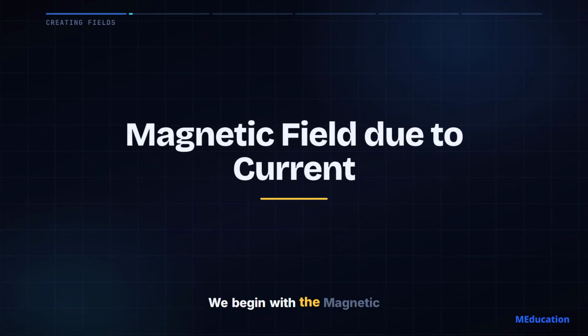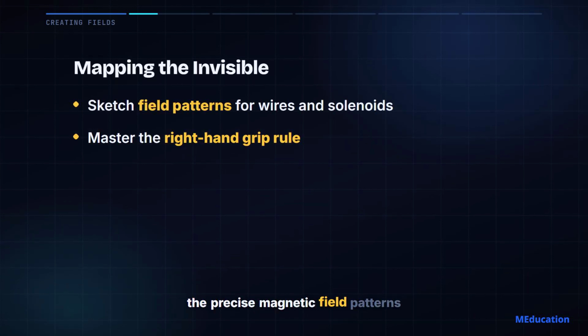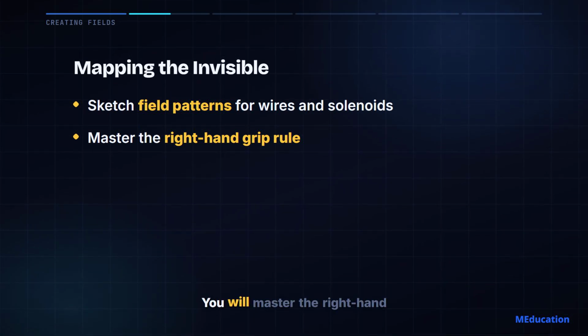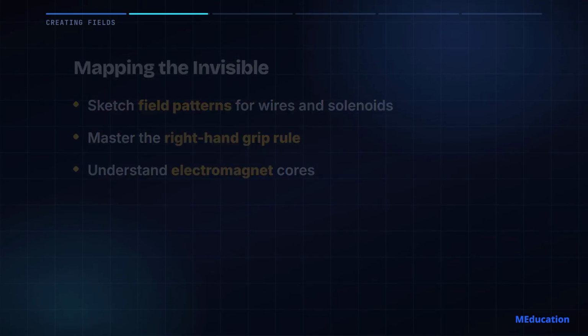We begin with the magnetic fields due to current. How do moving charges warp the space around them? You will learn to sketch the precise magnetic field patterns generated by long, straight wires and solenoids. You will master the right-hand grip rule to determine field directions and understand exactly why a current-carrying coil behaves just like a bar magnet. This is the foundation for everything that follows.